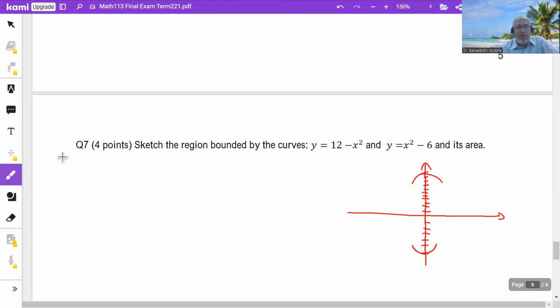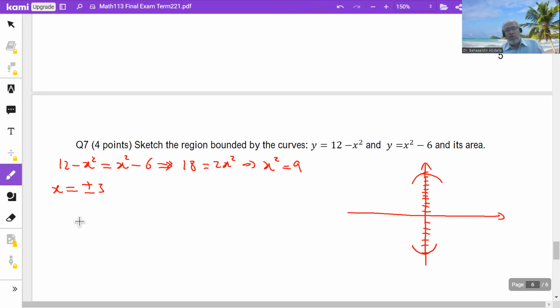So I put y equals y, or 12 minus x squared equals x squared minus 6. And I solve this equation. If I bring x squared here, I'll have 2x squared. And if I take 6 to the other side, 12 plus 6 would be 18. This means that x squared is 9, which means that x is plus or minus 3. So they meet when x is 3 and when x is negative 3.